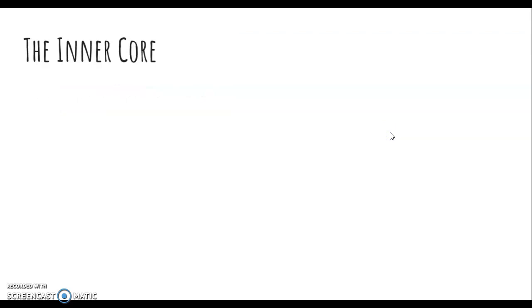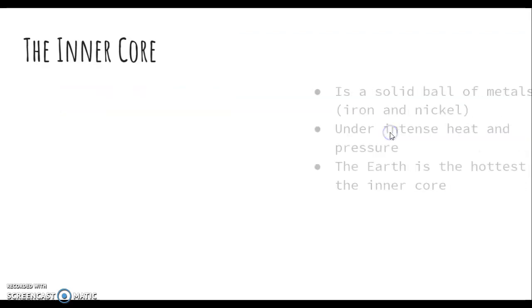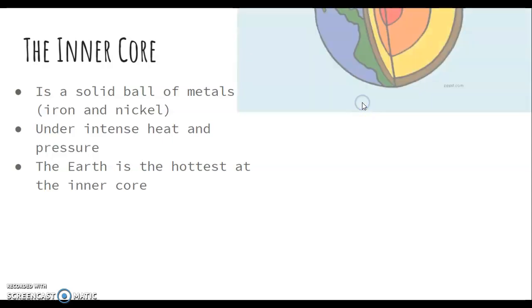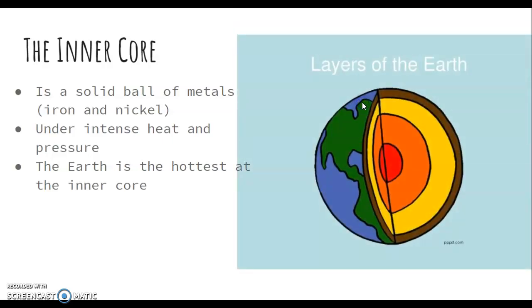The last of our 4 layers is the inner core. The inner core is also made of the metals iron and nickel, but it is in a solid ball. It is under intense heat and pressure. As you go further and further down into the earth, heat and pressure increase. This is why the inner core is the hottest layer of the 4 layers of the earth, and it is represented by this red color here.